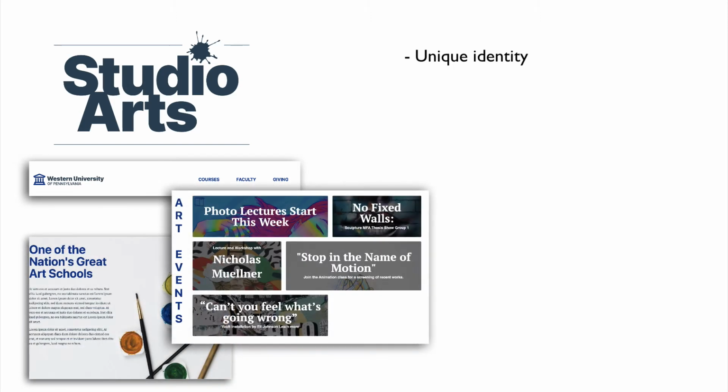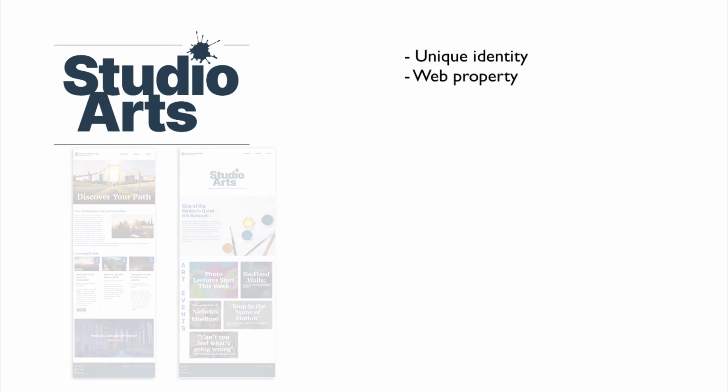The individual properties have their own needs as well. Unique identity. Each property may share in some parent branding elements like color and typography, but may also have its own unique brand and design. Their own web property. Their own web property may share some code in common with the organizational website, for example styling, but may use a different framework or CMS.